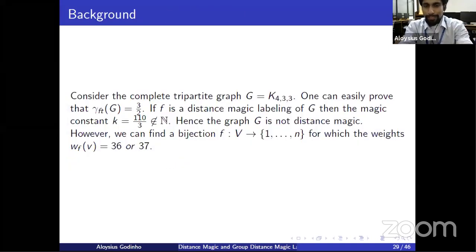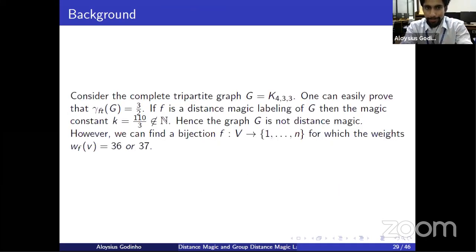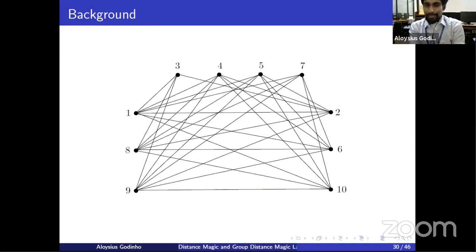For example, we have the graph K4,3,3. This graph is not distance magic because the magic constant turns out to be a fraction. We can prove this by using the formula for the magic constant. There is no way to get a magic labeling for K4,3,3. So we use a near distance magic labeling. Here's an example. We have two magic constants here, one is 36, one is 37, so they're separated by 1. It's a near distance magic labeling of the graph.